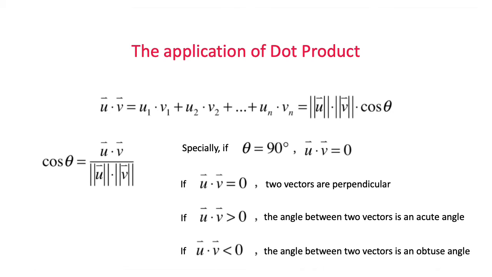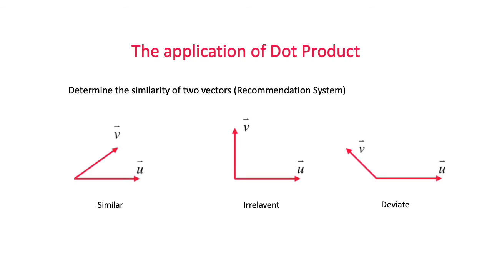Then I will introduce the application of dot product. For instance, the recommendation system, that is, by determining whether the angle between two vectors is equal to 0, greater than 0, or less than 0, we can determine whether the two vectors are similar, irrelevant, or deviate.